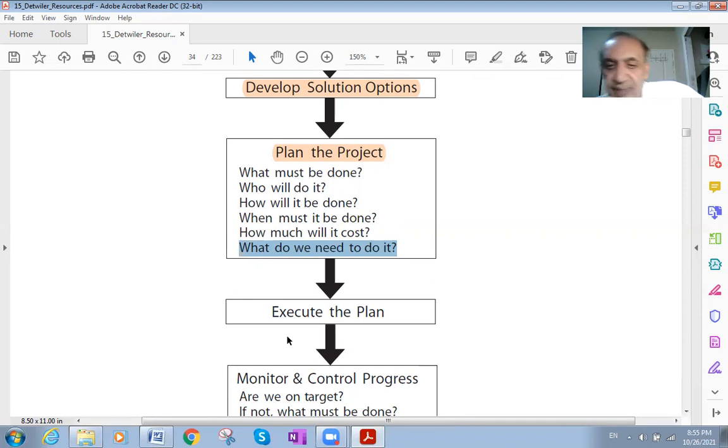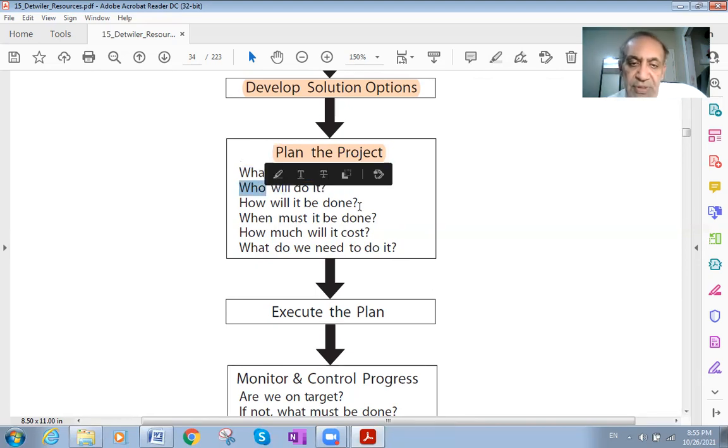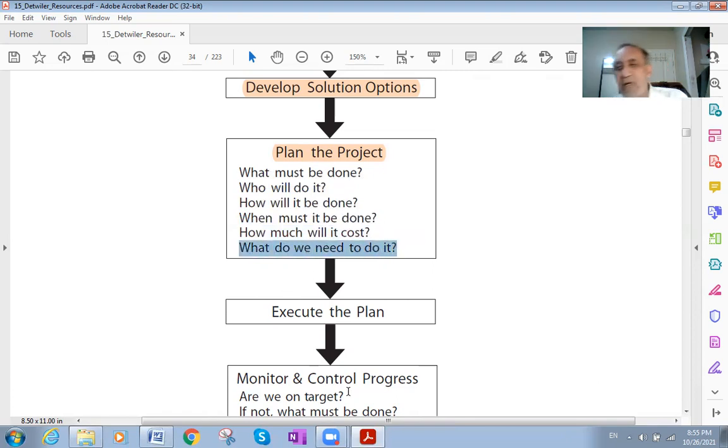Again, I would say, what must be done? By another way, the WHs. What must be done? Who will do it? How will it be done? When must it be done? How much will the cost be? What do we need to do it? So all these are the steps of doing the project.